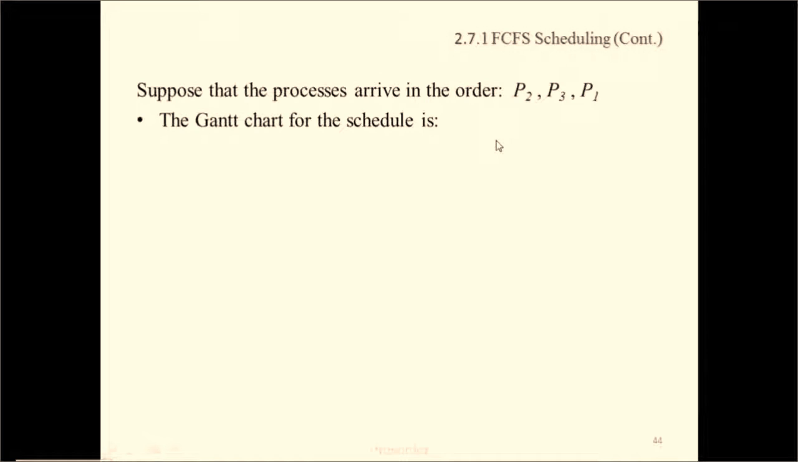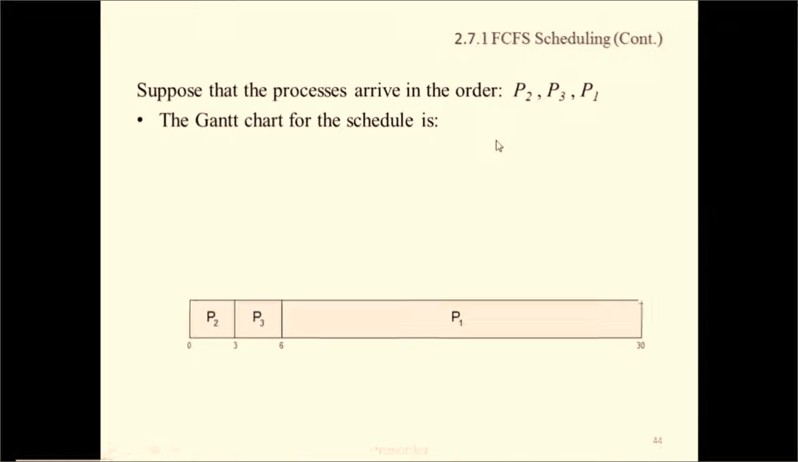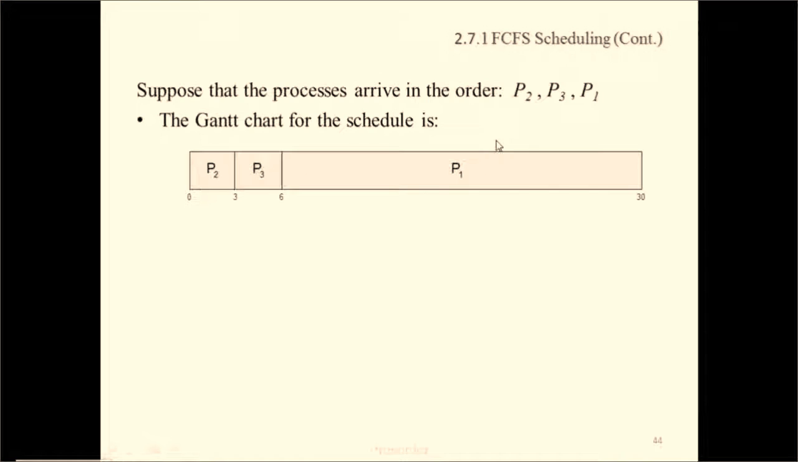Check whether you are correct or not. The Gantt chart has to be like this. First P2, then P3, then P1. P2, 0 to 3, P3, 3 to 6, and 6 to 30, P1.